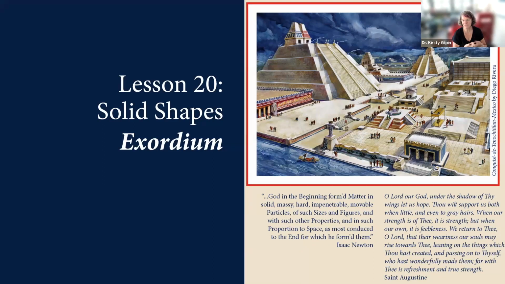And so I thought I would read the quotation by Isaac Newton this morning, because it just really spoke to me. And then you guys can share your thoughts either on the art or on the quotation. But he said that God in the beginning formed matter in solid, massy, hard, impenetrable, movable particles of such sizes and figures, and with such other properties, and in such proportion to space, as most conduced to the end for which he'd formed them.